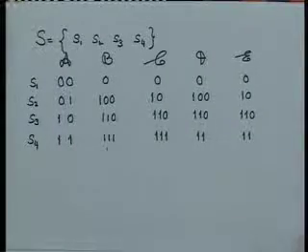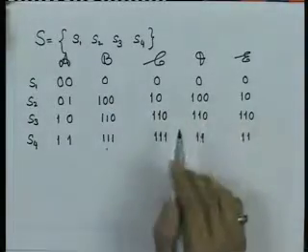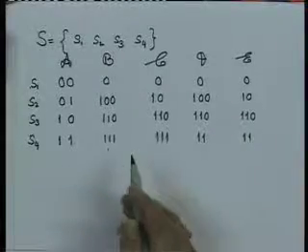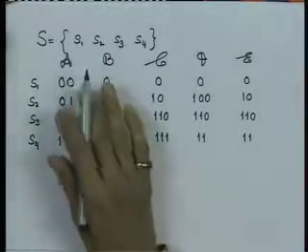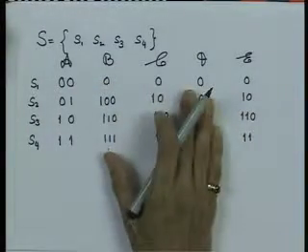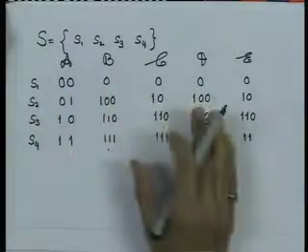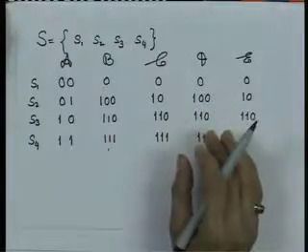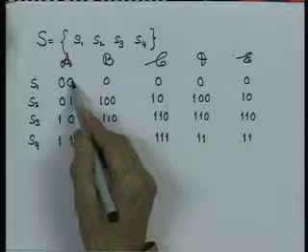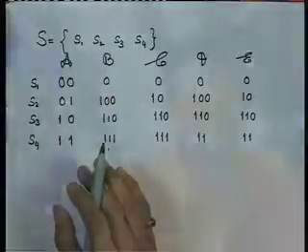Now, if someone gives me these five codes for this source, and the question is to find out whether these codes are instantaneous or not, then the Kraft inequality by itself cannot help me decide whether a code is instantaneous. What the Kraft inequality helps us find out is whether the code word lengths I have chosen are a reasonable choice for an instantaneous code.